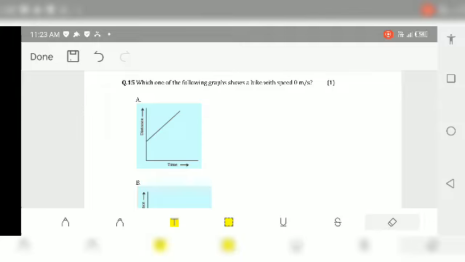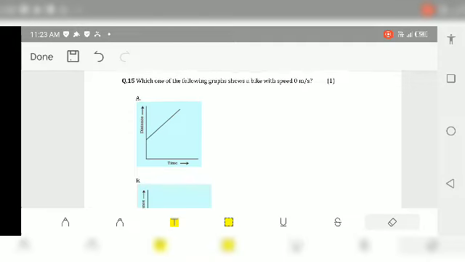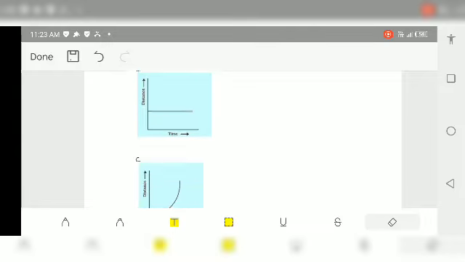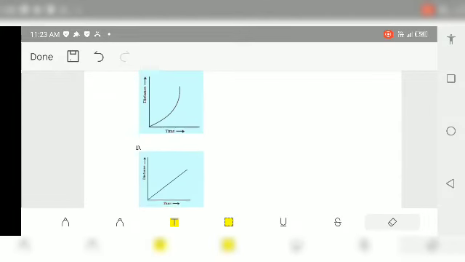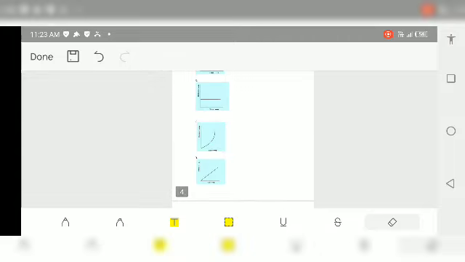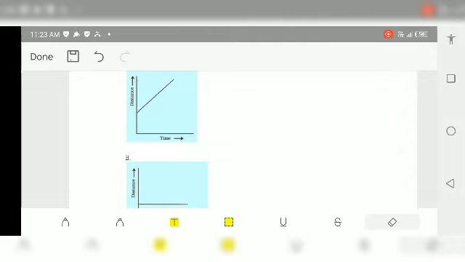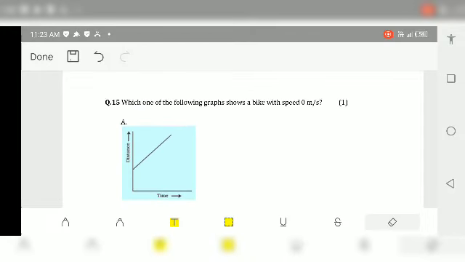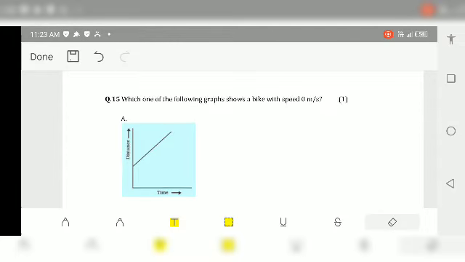Which of the following graphs shows a bike with a speed of 0 meter per second? This is graph A, a time-distance graph, and this is graph B, and this is graph C, and this is graph D. The correct option is option B.